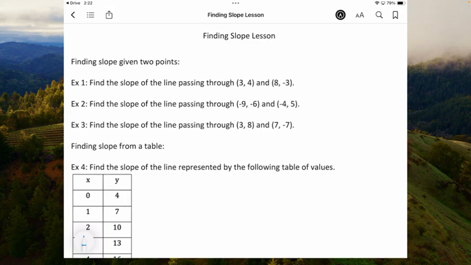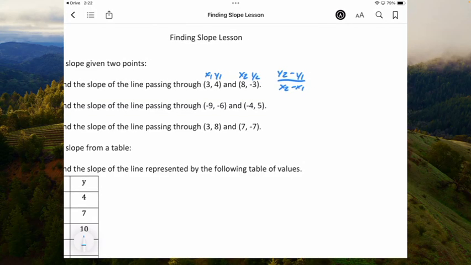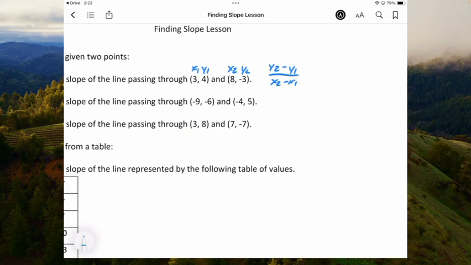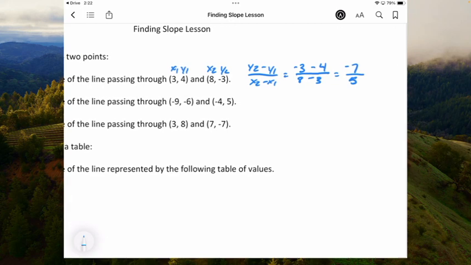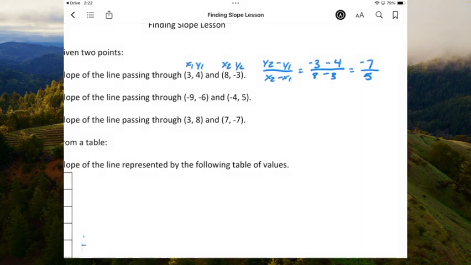Not a ton of room to do the work on this page, so we'll do the best we can. x1, y1, x2, y2. We'll have y2 minus y1 over x2 minus x1. Again, finding the slope between 2 points. y2 is template first, Lego all the time. -3 minus 4, 8 minus 3. -3 minus 4 is -7 over 5. That cannot be simplified, so we will leave it as -7 over 5.